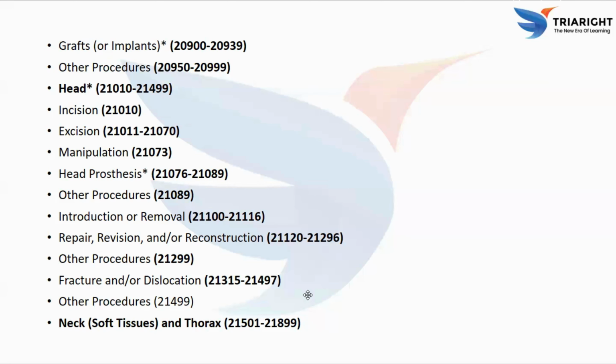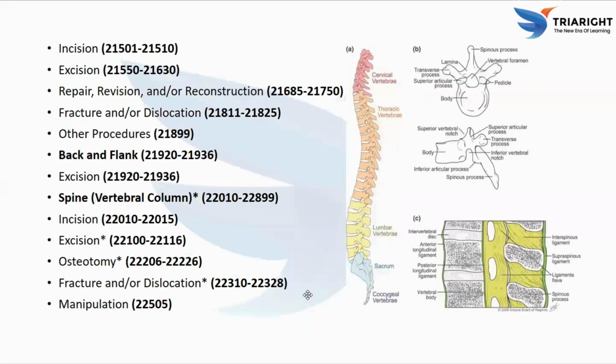So what are the procedures done under neck and thorax? Incision, excision, repair, revision and/or reconstruction, fracture and/or dislocation, and other procedures. Incision is simple cutting to soft tissues of the neck or chest wall. There is no tissue removal, and the code ranges are 21,501 to 21,510. Example is incision to drain a deep neck abscess. And excision, 21,550 to 21,630. Excision is removal of tissue, maybe in the form of a mass, tumor, or cyst from the neck or thorax. Example, excision of a neck tumor.